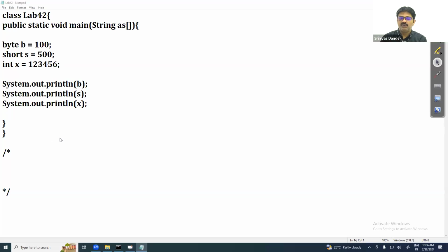Okay, done. Now you see this, lab 43. Byte b equals 128. I think it is okay, right? Short equals 32,768. And then int x equals, what is the integer range? Have you remembered? 2147483648. Long y equals this.